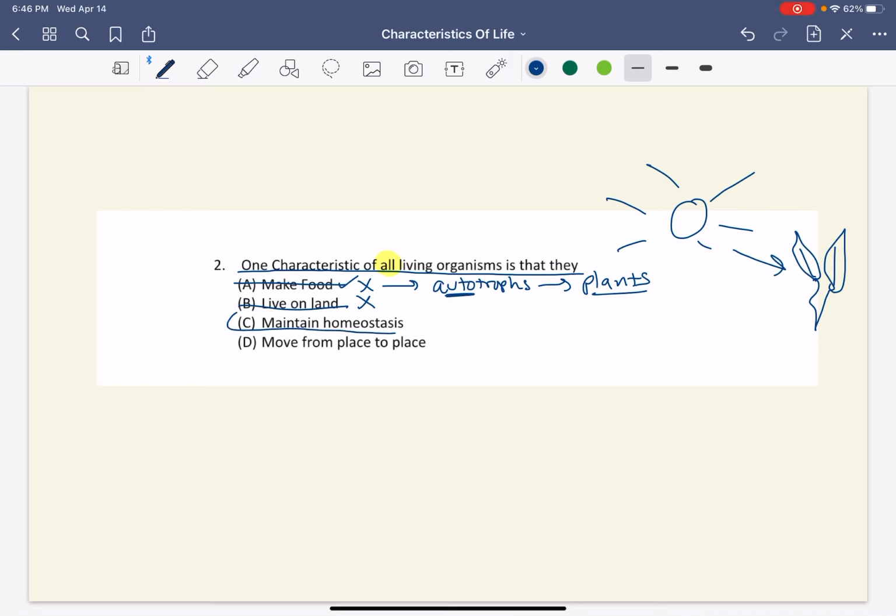Maintain homeostasis. Maintain a stable internal environment. That is definitely something that all living things must do. Move from place to place. Ladies and gentlemen, when we see trees walking around, we're in big trouble. So plants don't move from place to place. There are many animals that move from place to place, but there are living things such as plants that do not move. They stay rooted in the ground and they do not move. So the best answer for this one was number 2, C, maintain homeostasis.